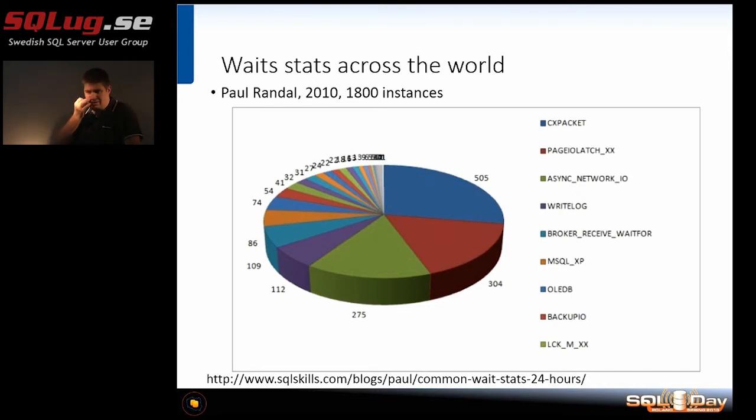Have you expected something else to be on the top? Probably no. CX packet is the most dominant one. The second one was page IO latch, async network IO, write lock, etc. About all of those, I would like to tell you in the next part of the presentation.